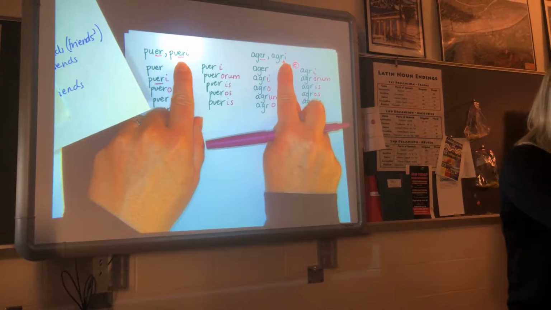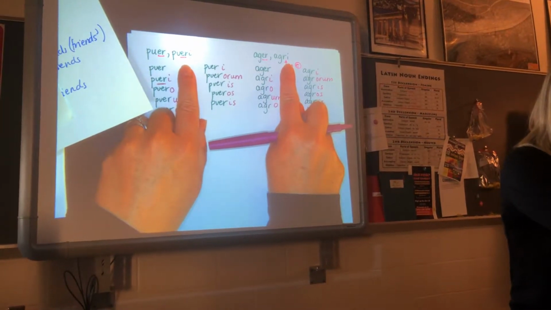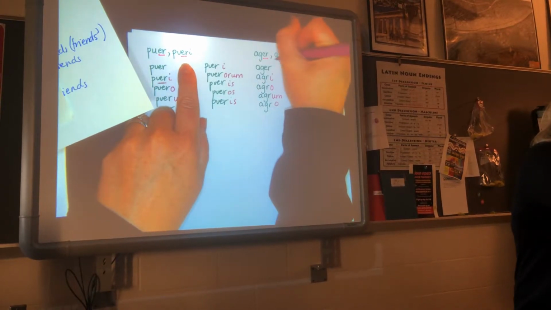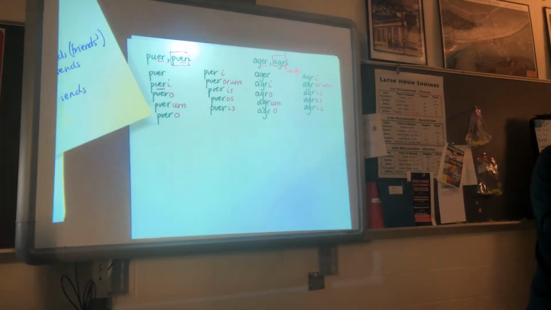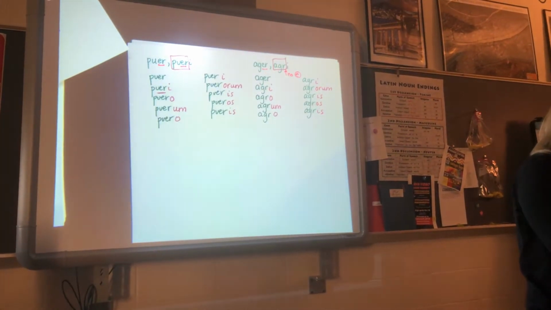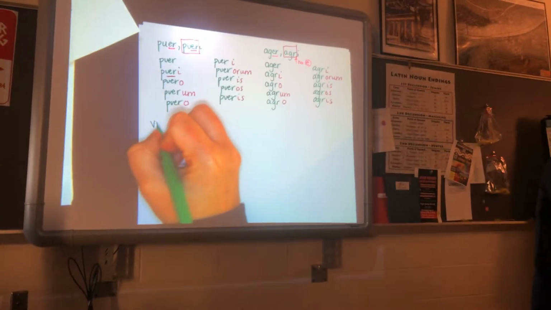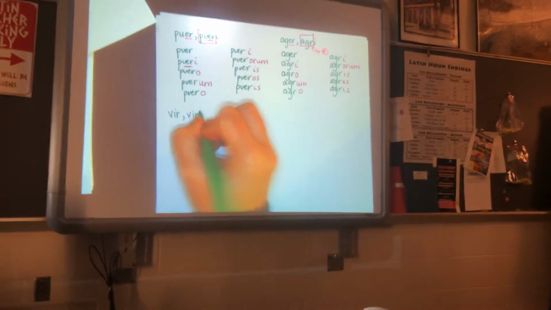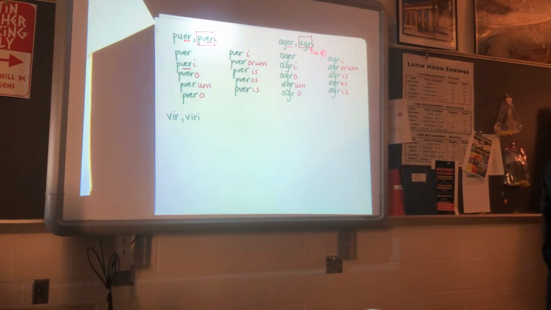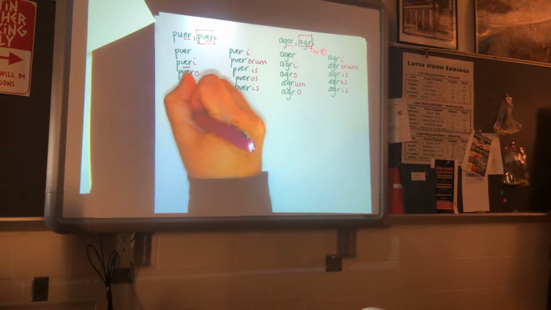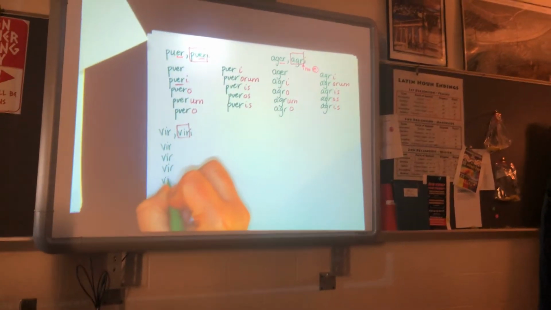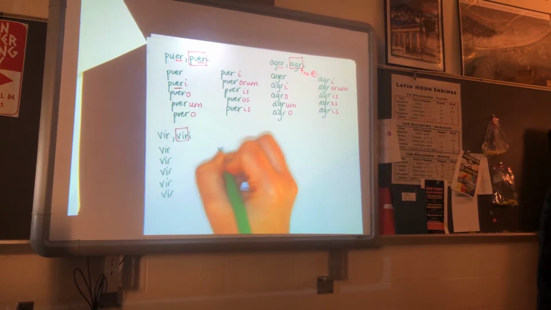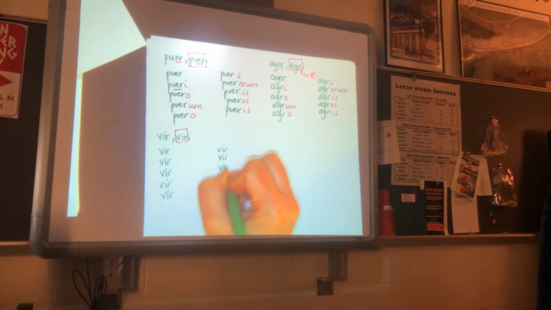If you look at its genitive case, the genitive tells you the stem. Okay, everything before the I, that tells you the stem. The word vir, meaning man. What's its stem? Look, everything before the I, its stem is going to stay vir, just like puer. So vir is going to be its stem. Some of this is just memorization. You just have to spend time with the vocab.